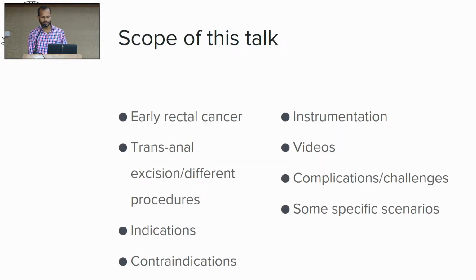So, the scope of this talk: a brief definition of early rectal cancer, what is early rectal cancer, transanal excision and the various options or procedures available to do this procedure. Indications, contraindications, the instrumentation that is being used, 2 videos, and the complications and challenges that we occasionally come across, and some specific scenarios.